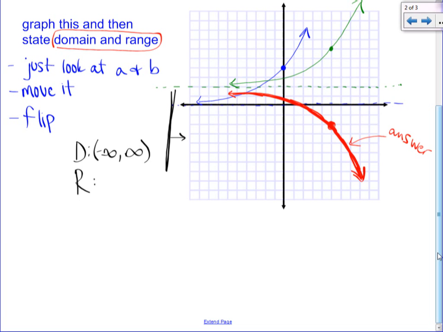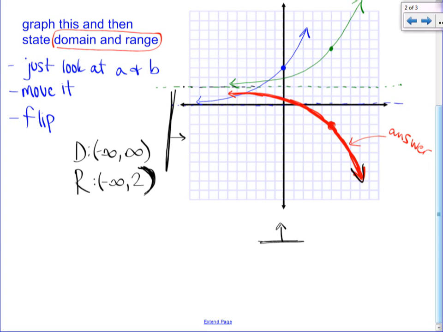Range. We start with our scanner down here this time and we travel upwards. So what's the first thing we write down? This arrow tells us that it's going to negative infinity. And does it go to positive infinity? No, what does it stop at? Stops at that 2, this green asymptote right here. This is where it stops.